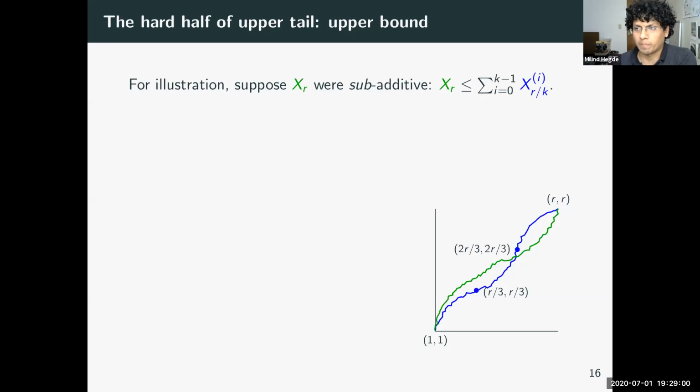So just for simplicity, let's assume we actually had the opposite bound. So we knew that X_r is less than or equal to the sum of the smaller things. So remember, this is not true.